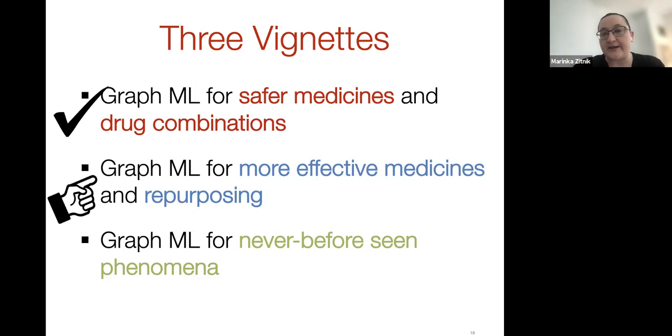But there are other learning tasks that are interesting to study. For example, identifying novel targets of drugs, additional targets that are currently not known, as off-target effect prediction, identifying interactions between proteins, identifying treatments in which drugs might be effective. And so I will mention two of those studies in the remaining two vignettes.